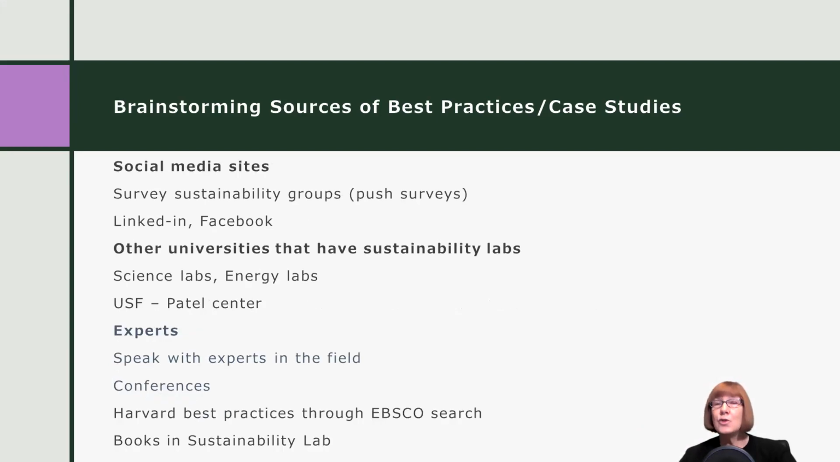Social media sites, you can actually do a survey and push it out to sustainability groups on what their best practices are. LinkedIn, Facebook, things like that. For those of you who are doing it on the Sustainability Lab, you can check other universities that have sustainability labs. How do they organize their lab? You can talk to experts in the field or read their papers from conferences. Harvard has got best practices.